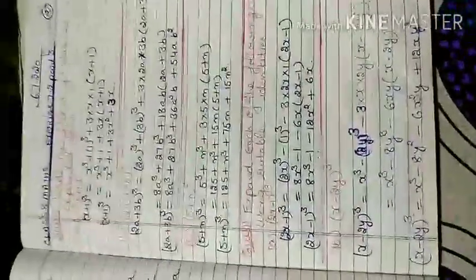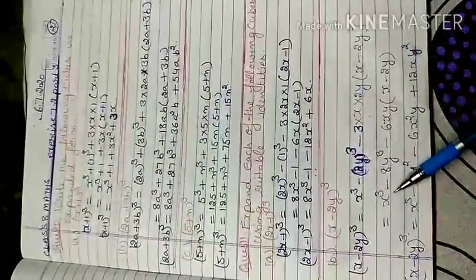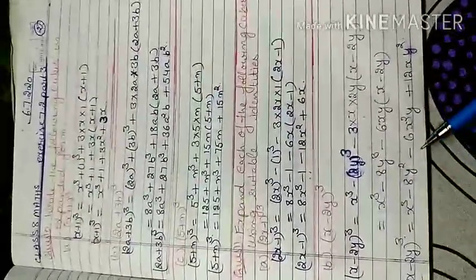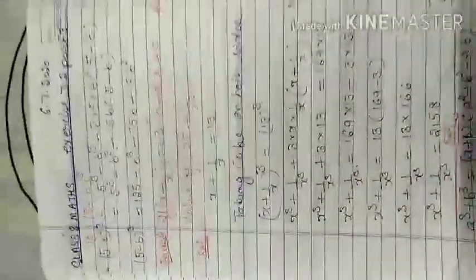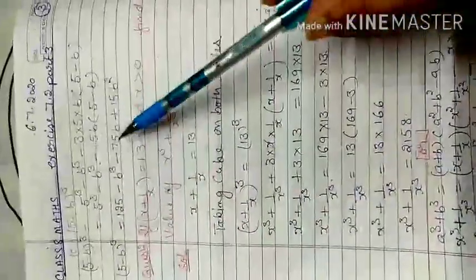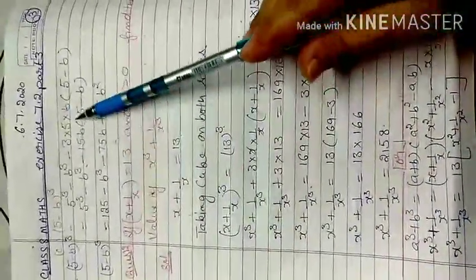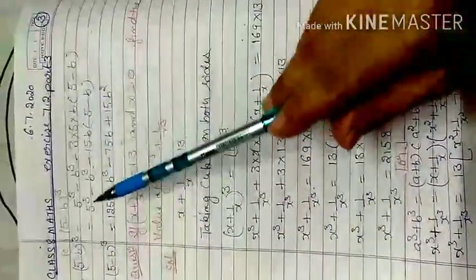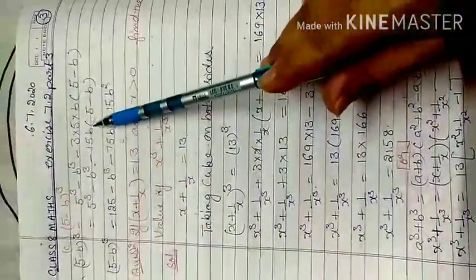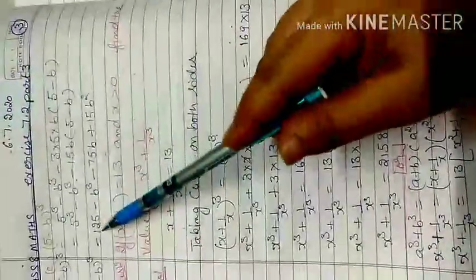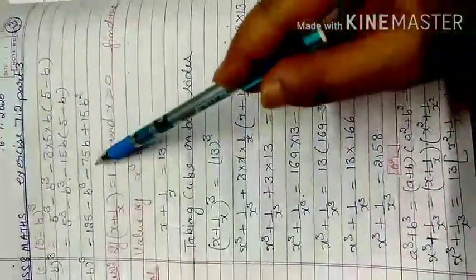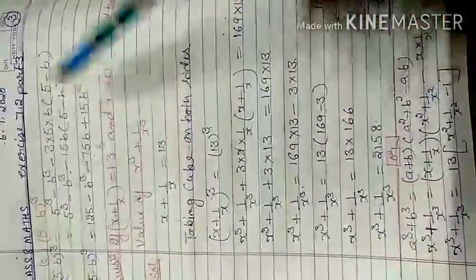Similarly (x minus 2y) after applying the formula gives x cube minus 8y cube minus 6x square y plus 12xy square. Similarly your c part, (5 minus b) whole cube: 5 cube minus b cube minus 3 into 5 into b into (5 minus b), 5 cube minus b cube minus 15b into (5 minus b), and ultimately after applying the direct formula you have 125 minus b cube minus 75b plus 15b square.